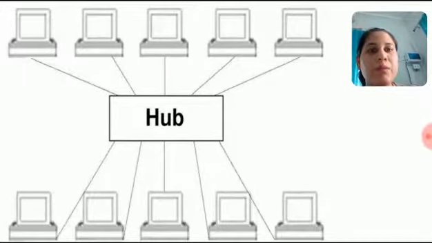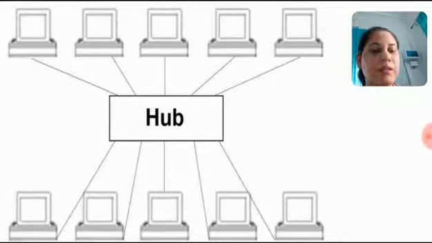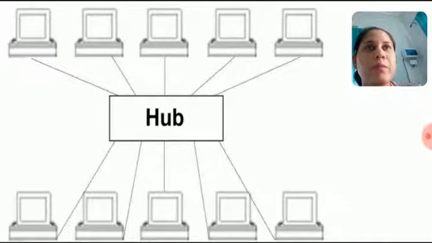Like, one computer wants to send data to another computer. Say we have 5 computers connected in a hub: computer 1, 2, 3, 4, 5. So one wants to send data to number 5. What will happen? The hub will broadcast that data. It will send it to every computer connected with it, like 2, 3, 4 along with 5. We don't want that to happen.